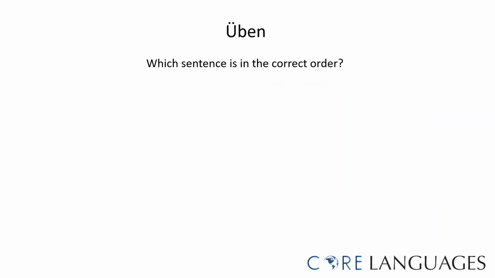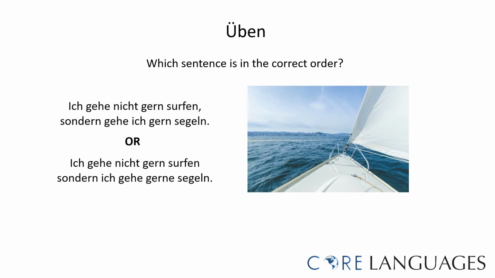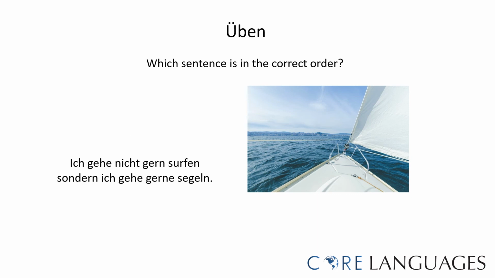About this example. Ich gehe nicht gern surfen, sondern gehe ich gern segeln. Or, ich gehe nicht gern surfen, sondern ich gehe gerne segeln. Sondern is a coordinating conjunction, so the word order in the second main clause does not need to change. The correct sentence is, ich gehe nicht gern surfen, sondern ich gehe gerne segeln.